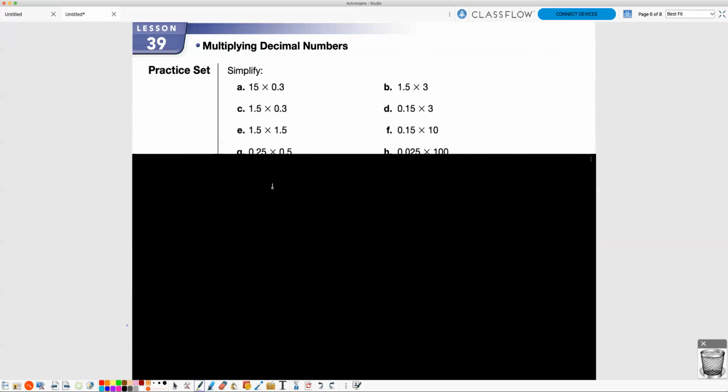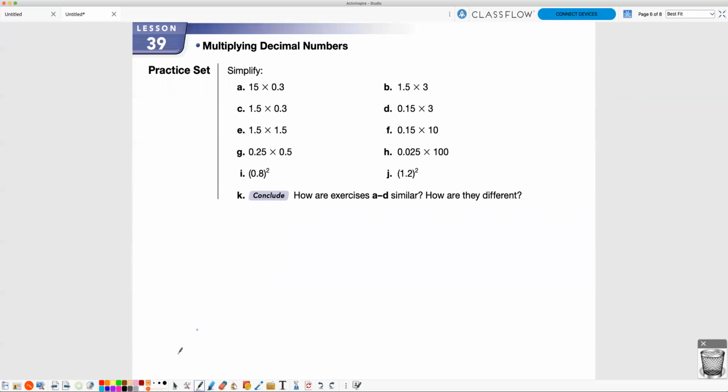So let's try that. Let's do letter A first. 15 times 3/10. So for letter A, 15 times 3/10, and I'm just going to write it out like this. I'd have 5 times 3 is 15, carry the 1. This would end up being 4. There's only 1 decimal place, so it should be 4. And let me rewrite that 4. For some reason, the digital pen just despises the 4s. But 4 and 5/10.